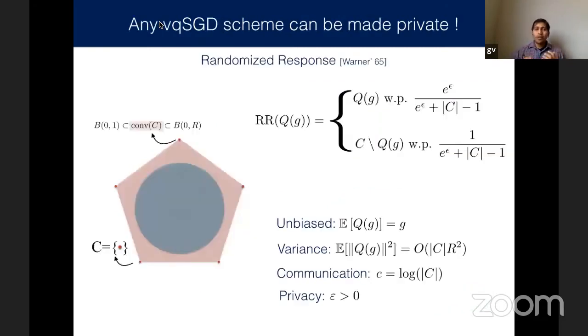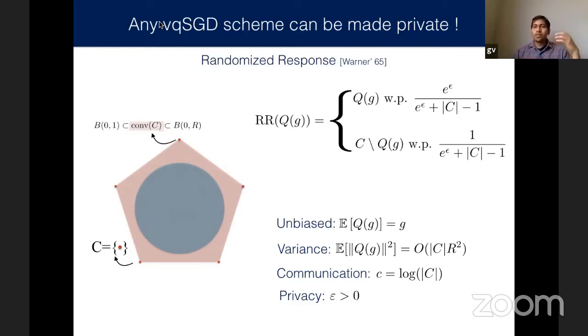And in fact, what we show is that any vqSGD scheme can be made differentially private for any privacy parameter epsilon. And what we get is epsilon-0 privacy instead of the epsilon-delta privacy that was achieved by the previous works. And the way we do it is using a randomized response scheme over our quantization scheme.